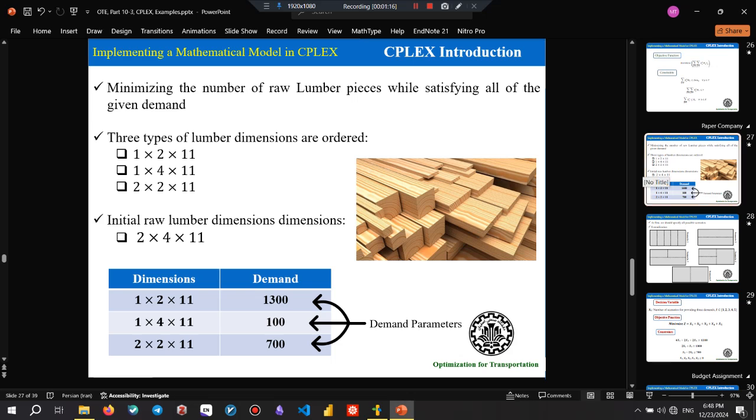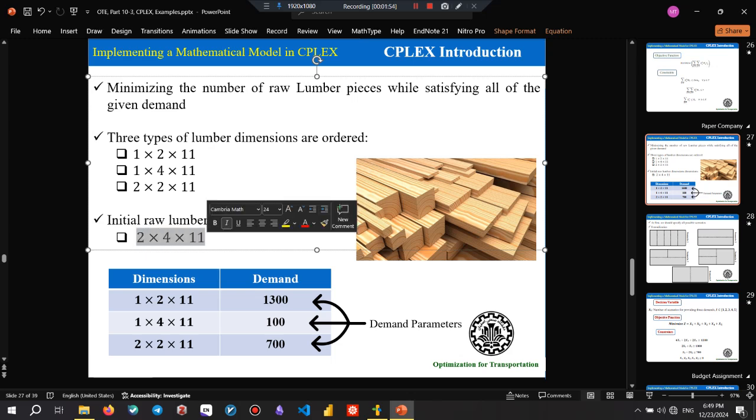So, the first problem is about a paper company. The objective of this paper company is to minimize its number of raw lumber pieces, while it is trying to satisfy all of the given demand. So there are three types of demands, and three types of orders for this company. These are three kinds of dimensions that the company should provide. And as you can see here, we have the initial raw lumber dimensions.